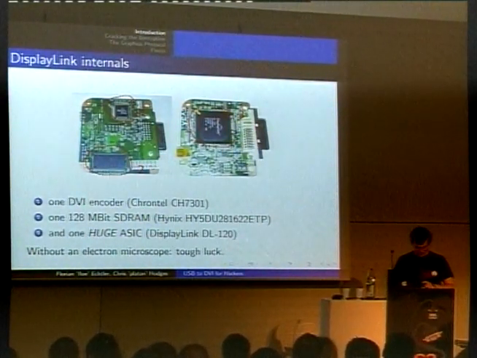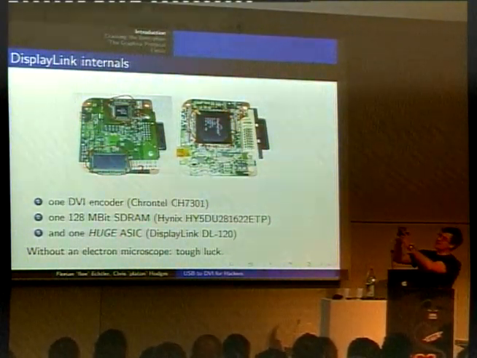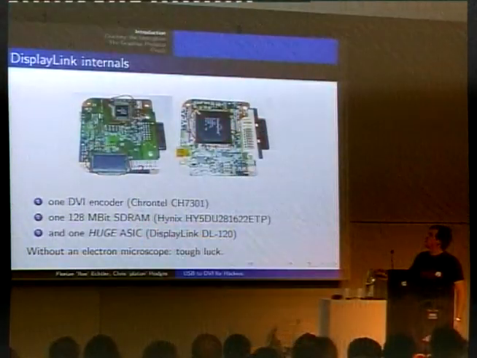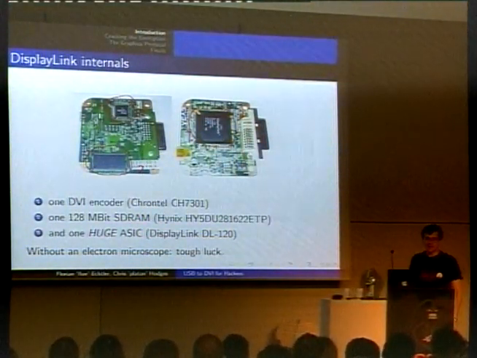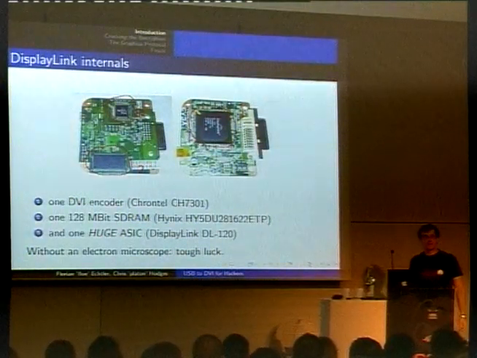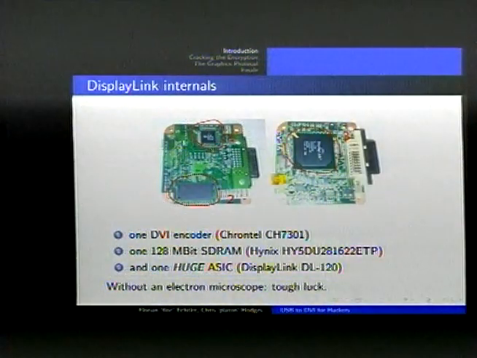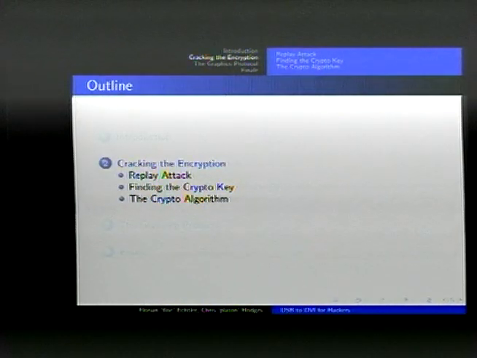So, of course, we cracked the device open and had a look inside and found exactly three chips. One really, really big ASIC, which you can probably see here if you look hard enough, which is this one, and besides it just a DVI encoder and DDR RAM. We didn't have the equipment to sniff any of the data going over the bus here, and we didn't have any tech to look inside the ASIC itself, so tough luck. We had to use some different method. We had to try to crack the encryption in some way, and I'll try to tell you a bit about how we did this.